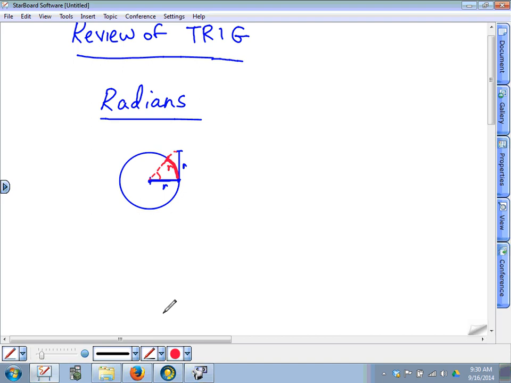That's what a radian measure is. Radian measure is you take the radius of the circle, you wrap that around the outer edge of that same circle. That's 1 radian.